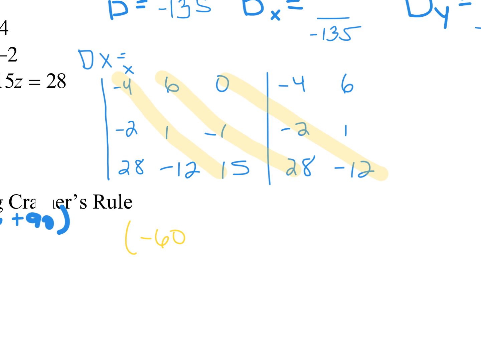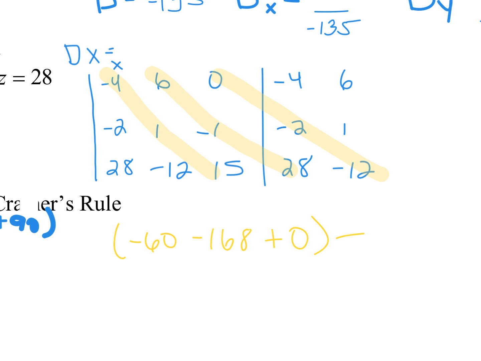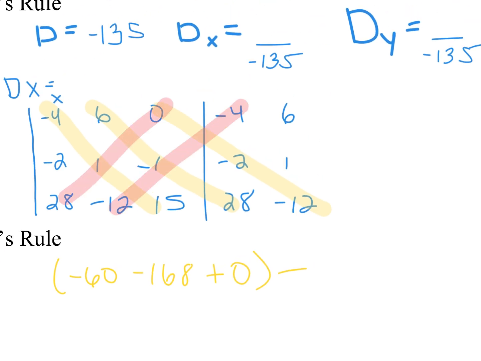What's 6 times negative 1 times 28? 168? You said? Okay. So negative 168. And then what's 0 times whatever? 0, okay? So now that's a minus sign in the middle. And now let's find our minors. So 1, 2, 3.